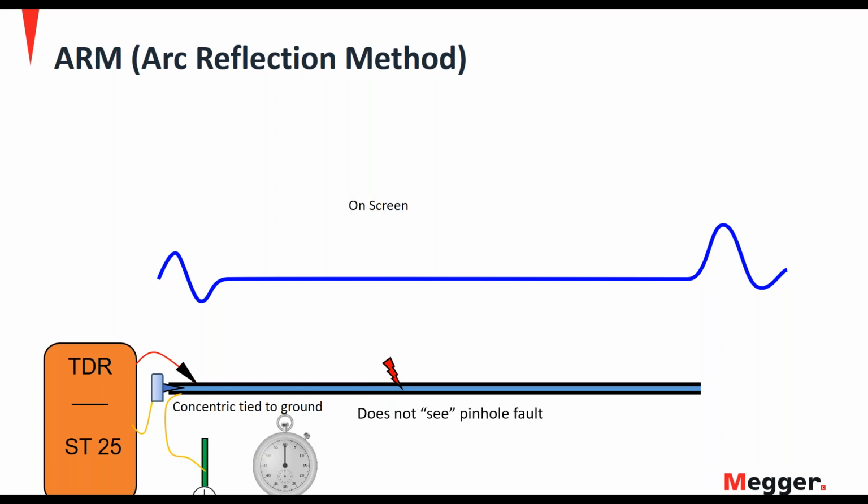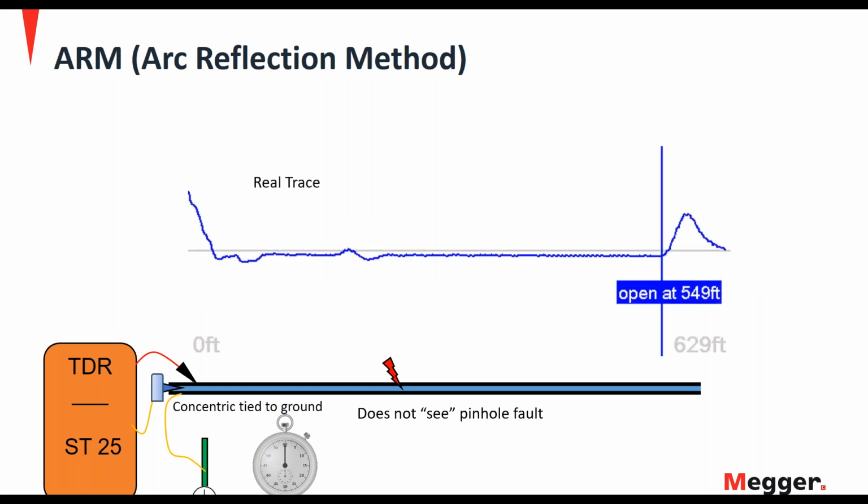Now, this is a faulted cable, and you can see the red lightning bolt in the middle indicating there's a pinhole fault. But the radar by itself, that low voltage radar, can't see the fault. Before I move on, here's a picture of a real one where you can see the open end at 549.